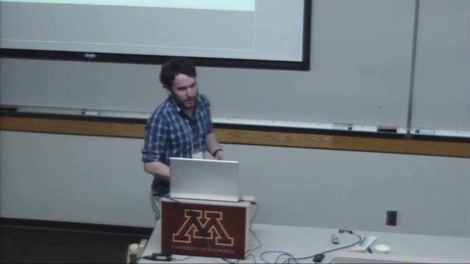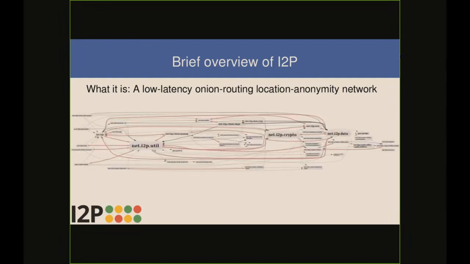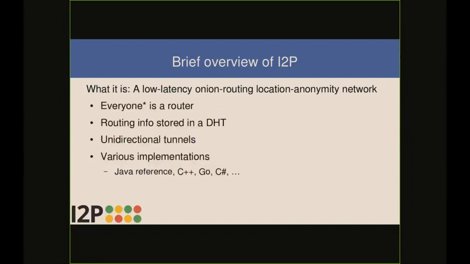I don't think I need to explain what Tor is at this point, but for context, I thought I'd give a brief overview for those who aren't aware of what I2P is. If I were going for the single sentence version, it's a low latency onion routing location anonymity network, hence I needed the wide slides. For Nick's benefit, here's a call flow chart. That's just for the I2P main library binary. There's a bunch of other stuff in there, but basically it's an onion routing network where everyone is a router, depending on NAT access and such.